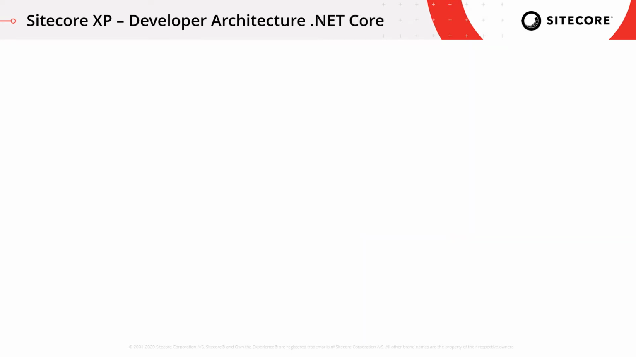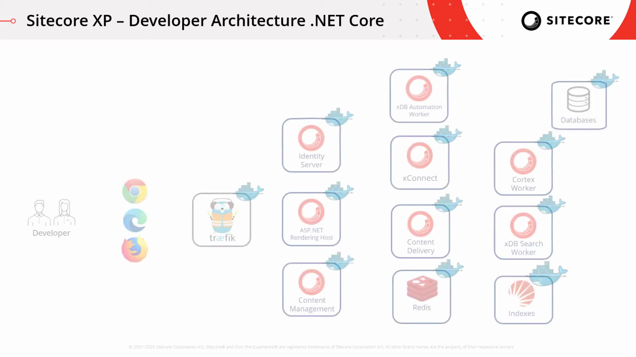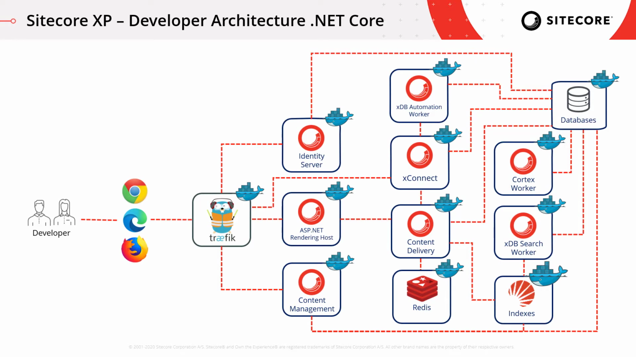And if we take a look at the XP .NET Core version of the developer architecture, again, it's very similar. Just like with the XM architecture, the content delivery element falls back, and the ASP.NET Core rendering host now sits in front of it. Okay, so let's take a look at some of this in action.